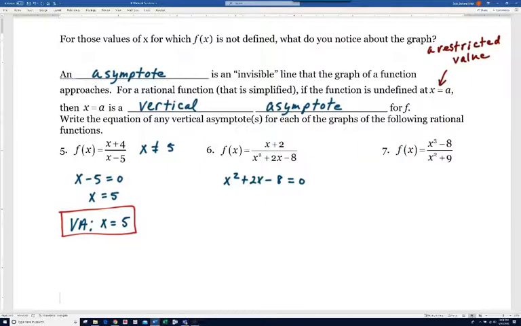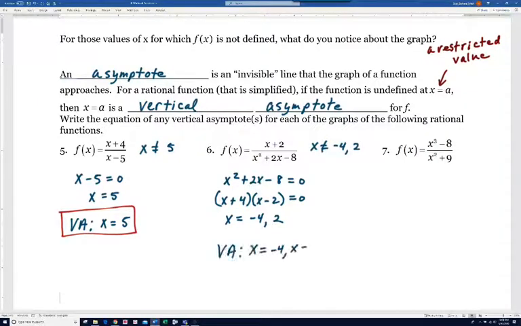Actually, I'm sorry. I would normally factor it and I could get my restricted values from that. But what I wanted to show you here is all I need to do is set my denominator equal to 0, and we will factor that. And so you can see that our restricted values are going to be -4 and 2. And again, that's where our vertical asymptotes are going to be.